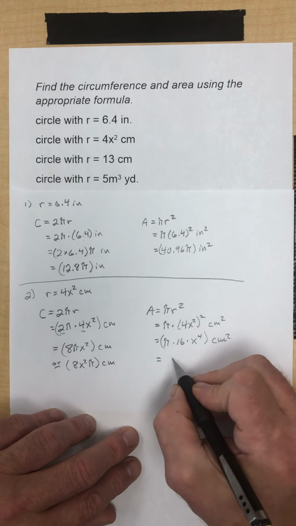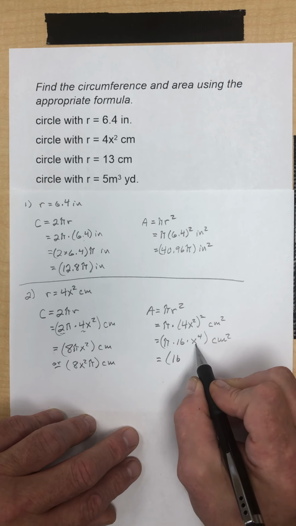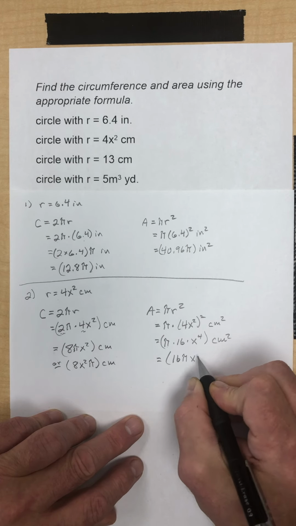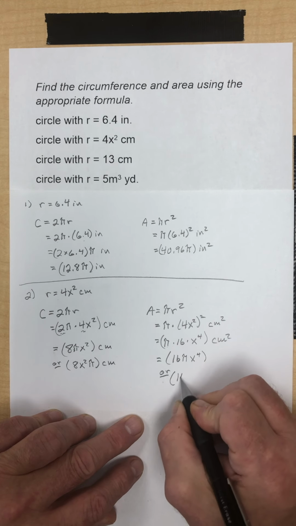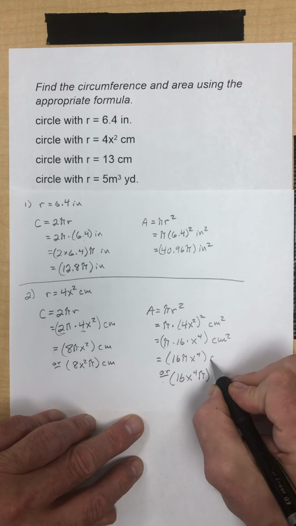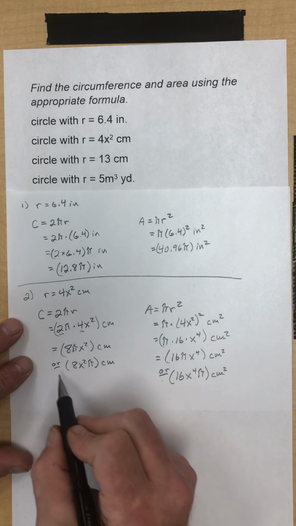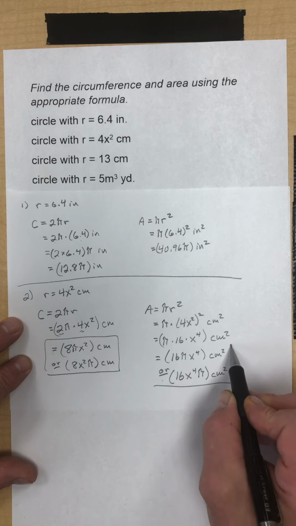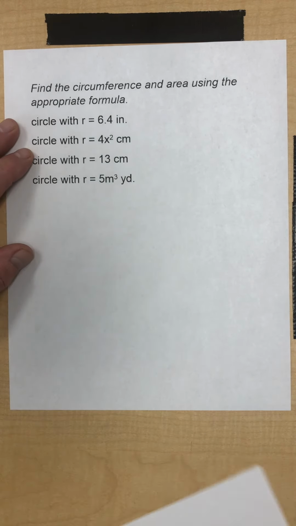So we have a 16. Then you make a decision. Do I want the pi to go first or the x to the 4th to go first? You could say 16 pi x to the 4th, or you could say 16x to the 4th pi. Both of them are going to be square centimeters. Doesn't matter which way you do it. Just like over here, either one of those two answers is correct. Same thing here. Just a matter of how you want to write your answer. So we're good so far.